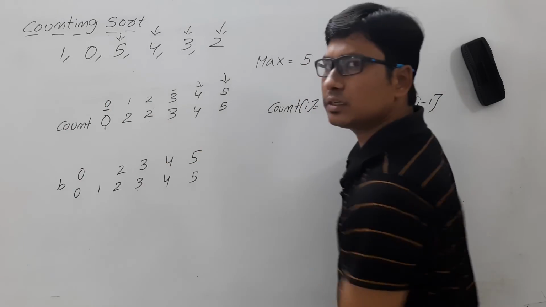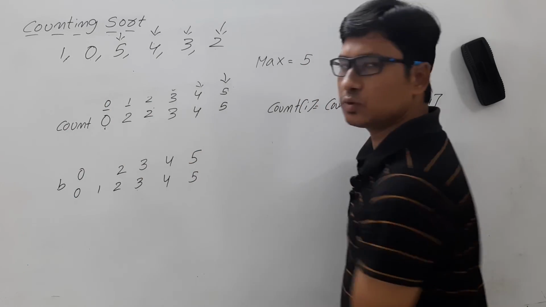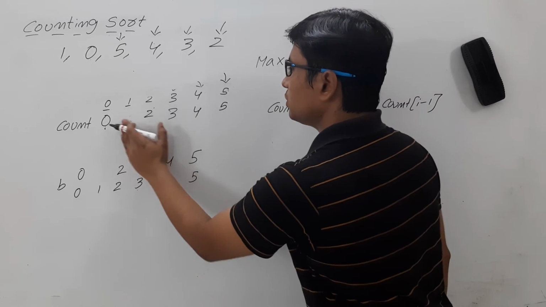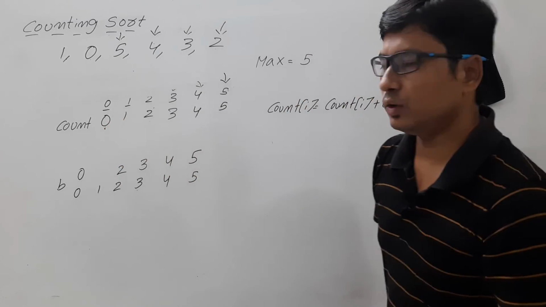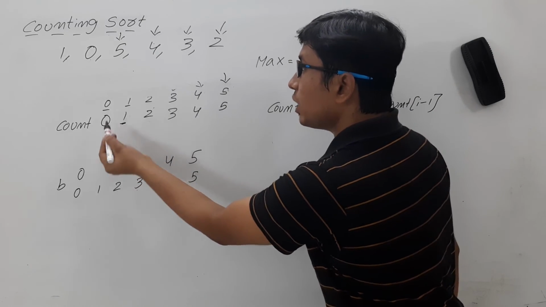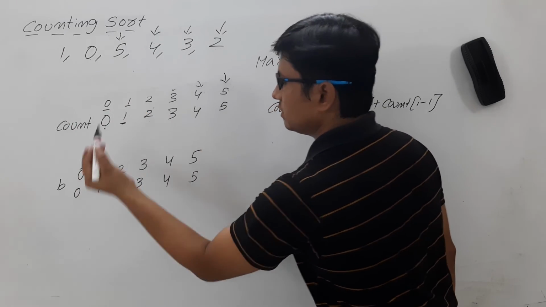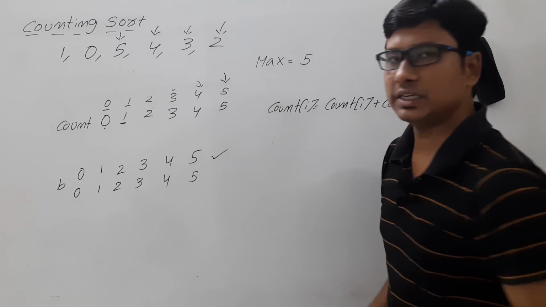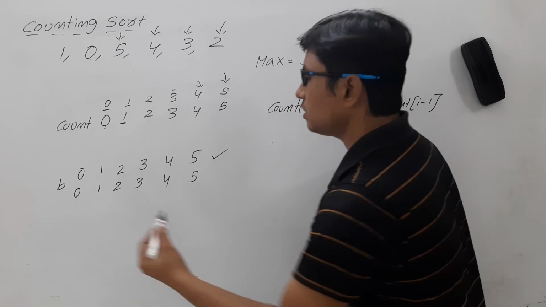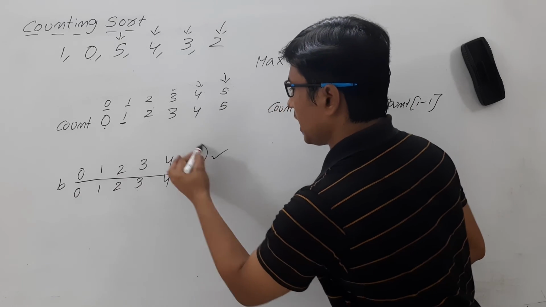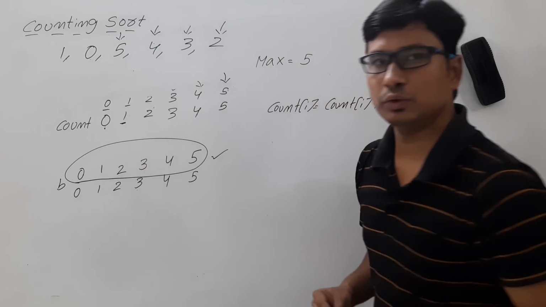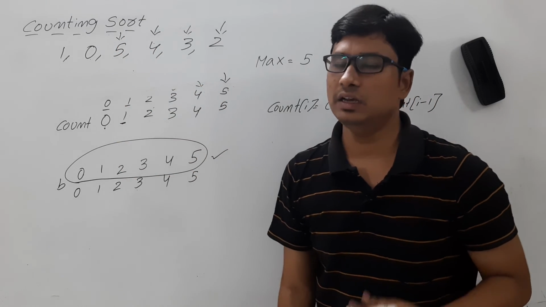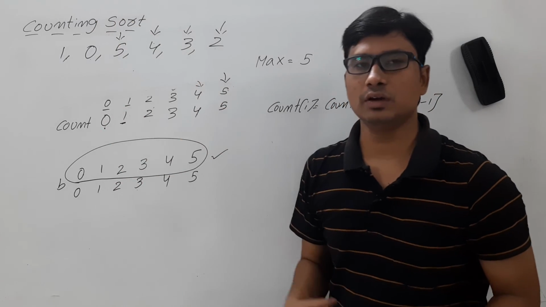Now the next element is 1. Go to the index 1. What is the value there? It is 2. So decrement it by 1. Okay. In the index 1, keep the value 1. Okay. So that is done. After 1, no other elements are there. So you got the output as 0, 1, 2, 3, 4, 5. So all the elements are arranged in increasing order using the count sort.